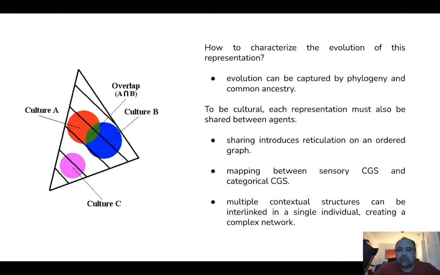So we know that evolution can be captured by phylogeny and common ancestry. But to be cultural, each representation must also be shared between agents. So sharing introduces reticulations, or sort of feedbacks, on these phylogenies on an ordered graph. Mapping between sensory CGS and categorical CGS, which I mentioned before. This is a sensory CGS. We would then map it to a categorical CGS to understand fully how this evolves over time and then over generations. And then multiple contextual structures can be interlinked into a single individual, creating a complex network.